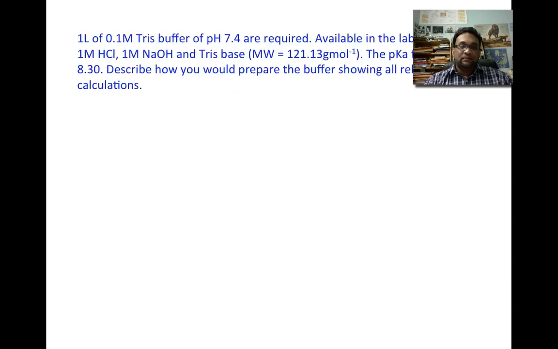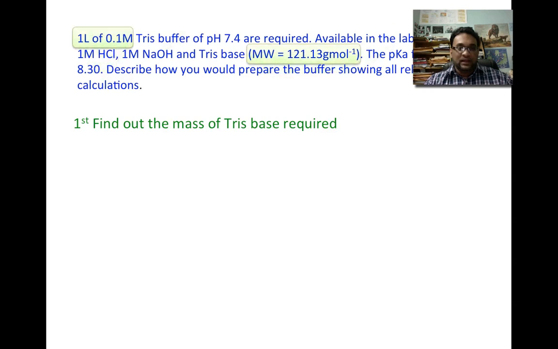So this is an example of a typical exam question once again. There's a lot of information there, and you have to train yourself to be able to pull out the relevant information and use it to suit. So the first thing you should do is find out the mass of tris base required. Now, how are you going to do that? You need to pull out the relevant information to find out the mass of tris base required. And that is it there.